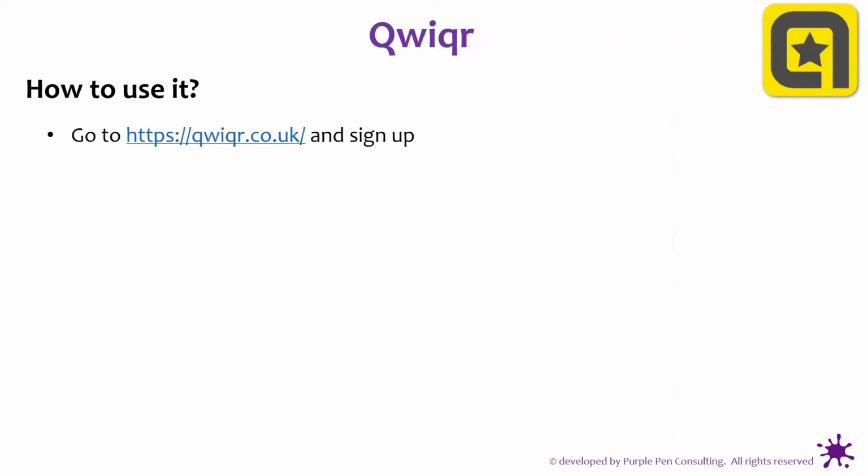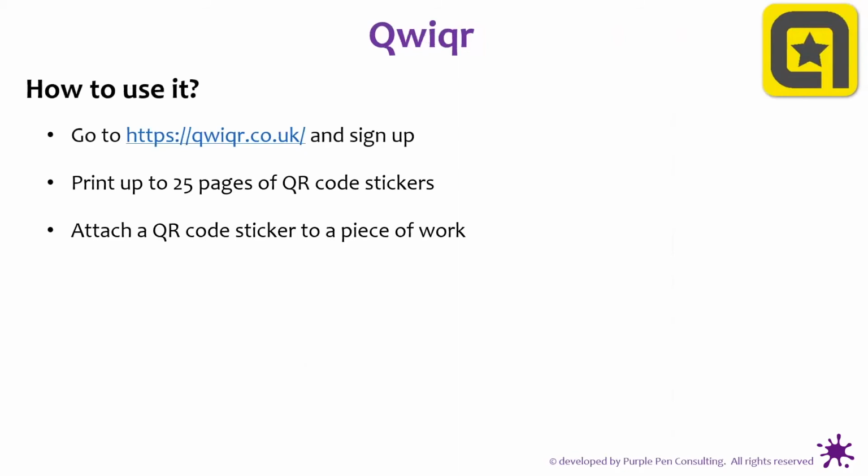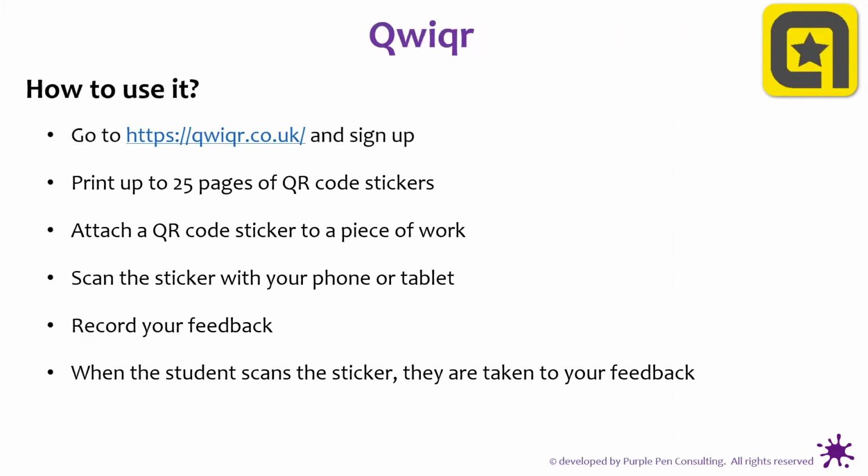To use it, you go to quicker.co.uk and sign up. You can print up to 25 pages of QR code stickers. You just attach your sticker to a piece of work, scan the sticker with your phone or your tablet or your laptop, record your feedback. When the student scans the sticker, they're taken directly to your feedback.